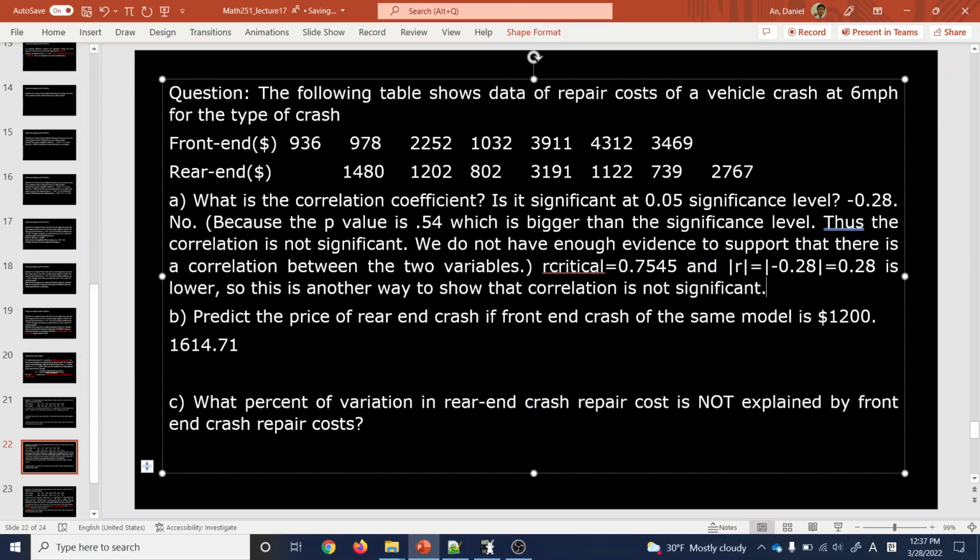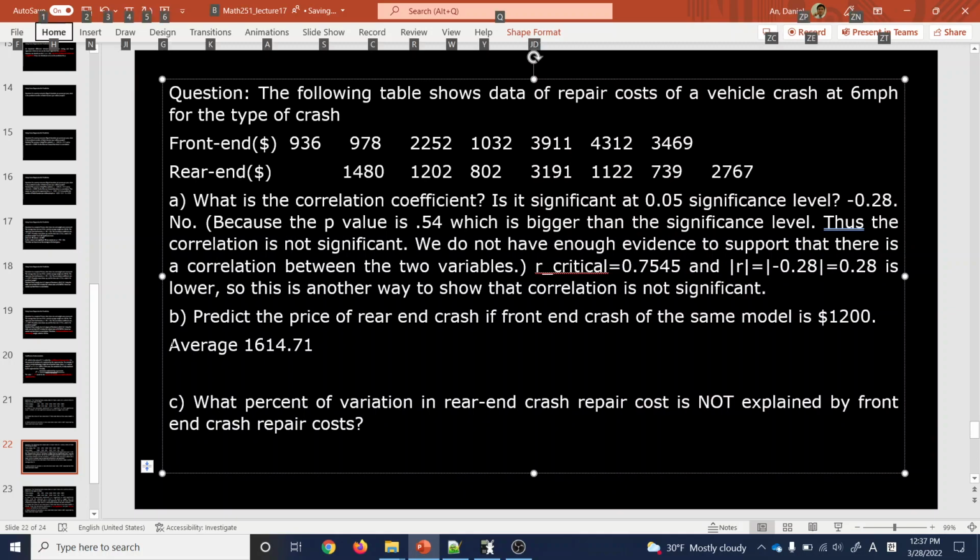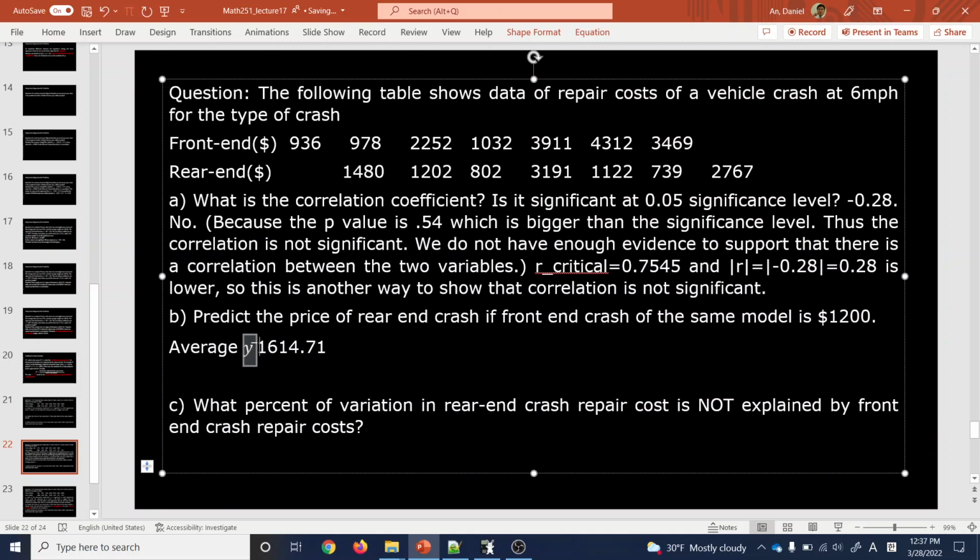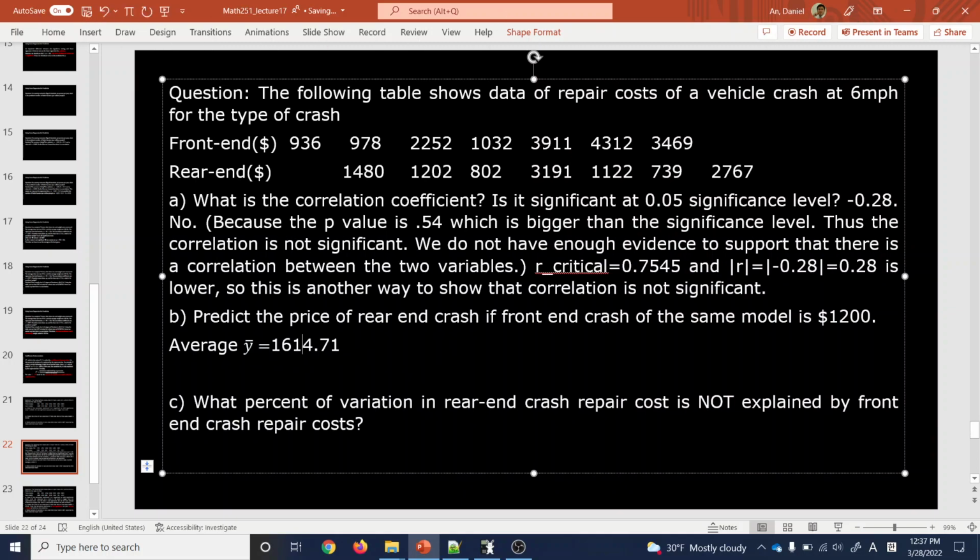Okay. All right. So going back here. Sorry to go back. To come back to this question, we have to use the average. Y bar is used because the correlation is not significant.